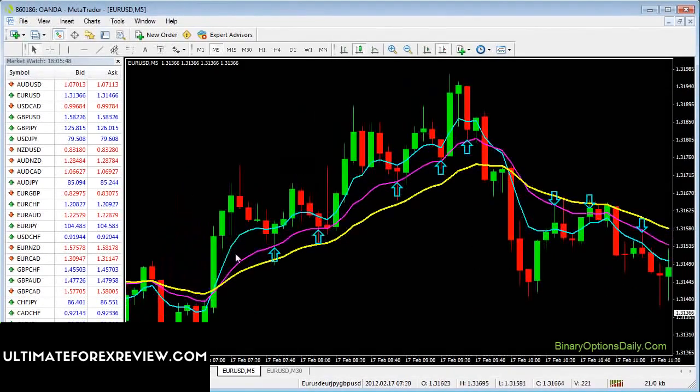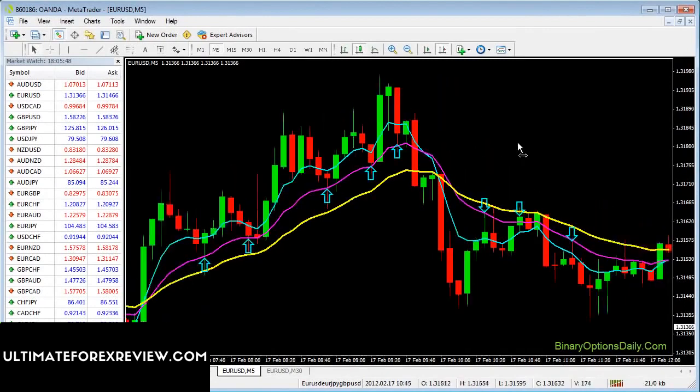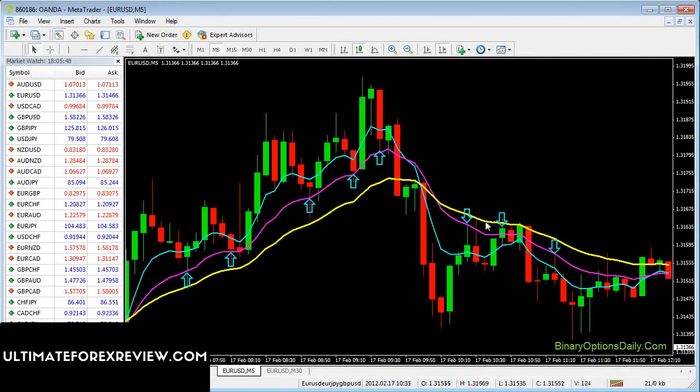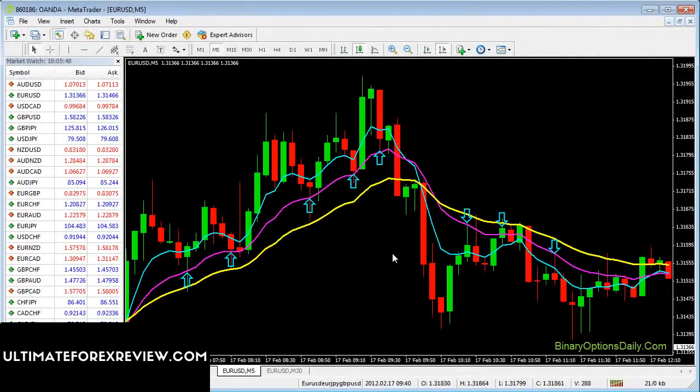So anyway, guys, I hope you have enjoyed this video, and as I said, this is just a trend guide. If the blue is above the magenta and the 26 is on the bottom, then we'll be looking for an uptrend. And if you see the exact opposite, where the 26 is on the top, the 14 in the middle, and the 6 on the bottom, then we'd be looking at it as a downtrend, and we'd be looking for puts.